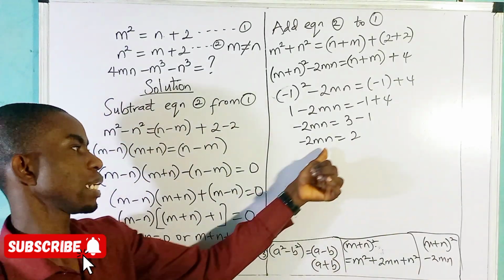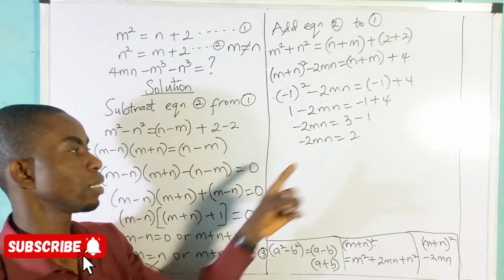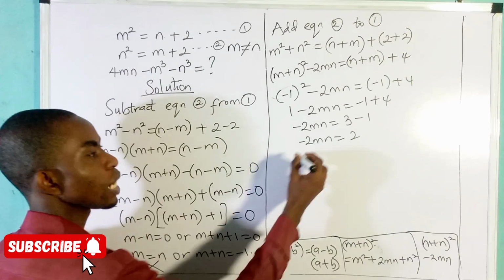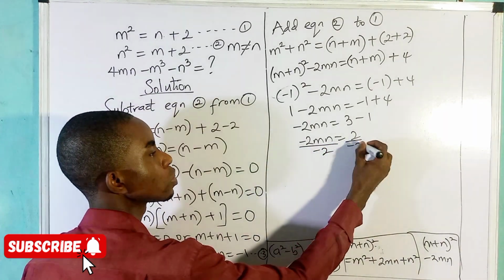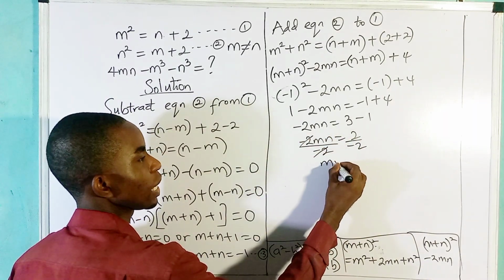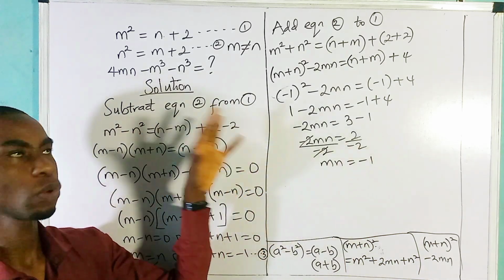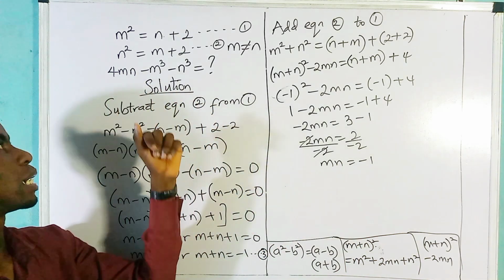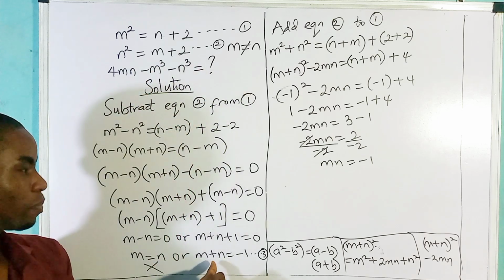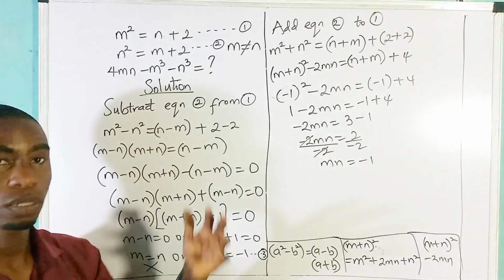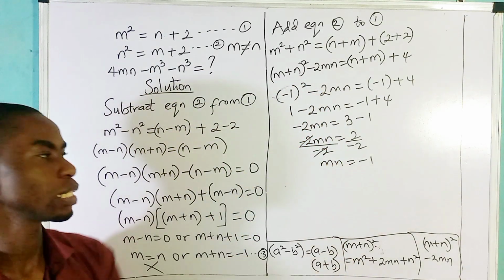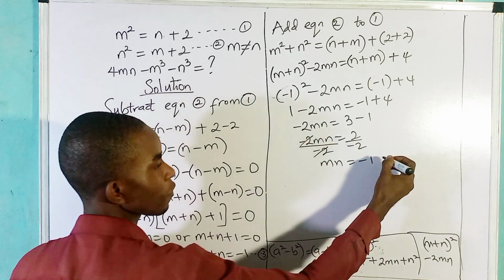I want to get mn together without the 2. So divide both sides by minus 2, and then we'll be having mn equals minus 1. The purpose of this will be revealed when I am looking for this mn, and then we might be using m plus n, in fact we have already used m plus n, we might still be using it later. So this is important. Let's call this 4.